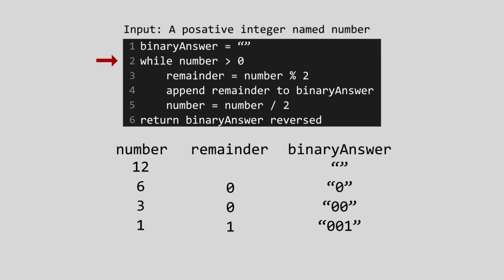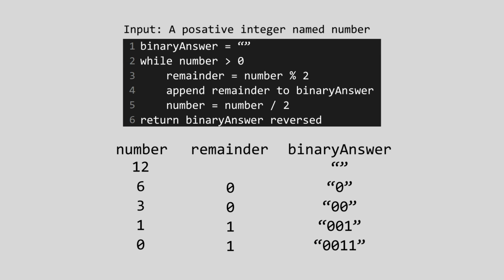We enter the loop again as 1 is greater than 0. 1 modulo 2 is 1, so remainder is 1. Again, we append that to binary answer, so binary answer is now 0, 0, 1, 1. 1 divided by 2 is 0, so number is now 0. Now this time when we come up to the conditional, we don't enter the loop, as number is now 0, and 0 isn't greater than 0. So now we go on to the last line, where we return the binary answer reversed. Why reversed? Well, if we look at the binary answer string, it's backwards. So in this case, we return 1100, which is 12, which is the correct answer. If we hadn't reversed it, it would return 0011, which would be 3, so wrong.